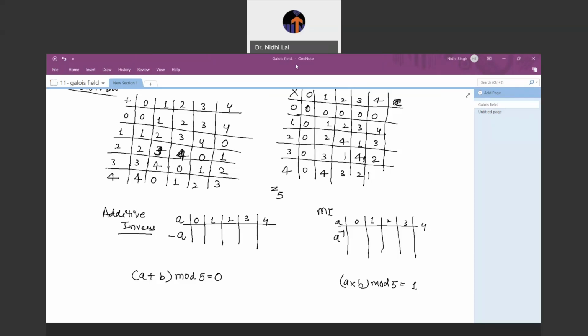Yes, right. The additive inverse answer is 0, 4, 3, 2, 1. And what about the multiplicative one, Arvind? Infinity, 1, 3, 2, 4. Good. Yes, Rekha, your answer is also right. So 0, 4, 3, 2, 1. And for the multiplicative inverse, the answer is infinity, 1, 3, 2, and 4.